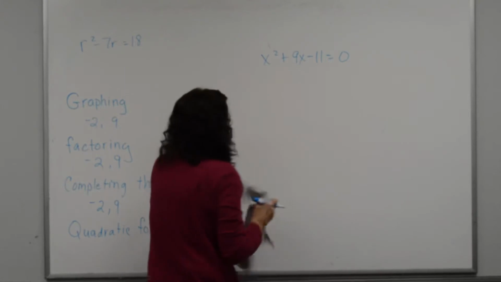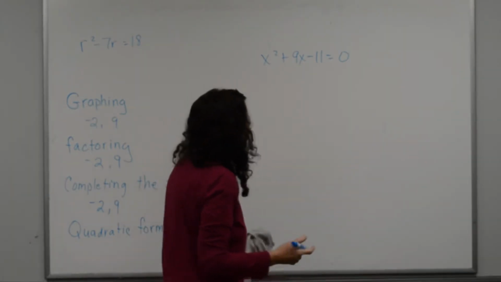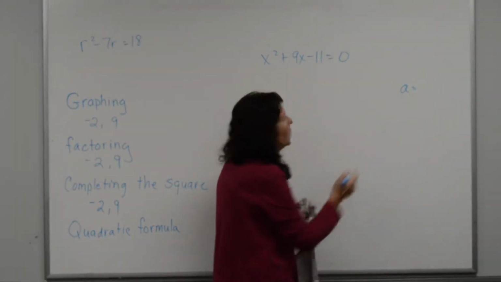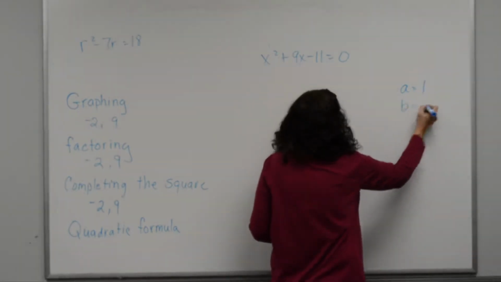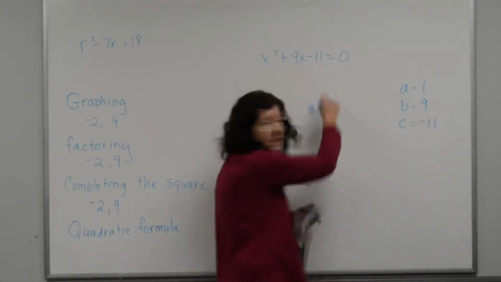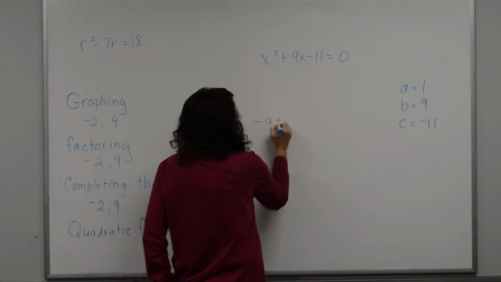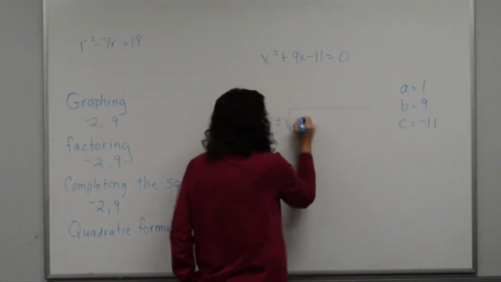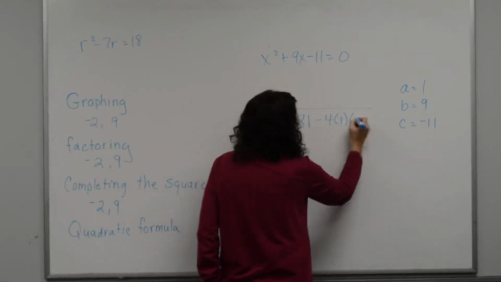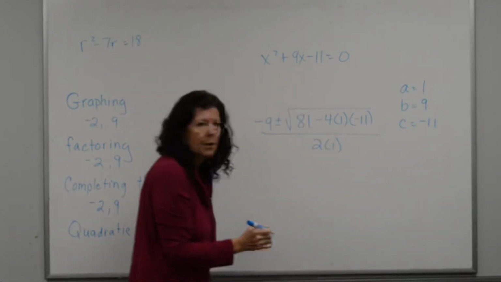So I'm going to use my quadratic formula. I could complete the square, I could graph it, but I'm going to use the quadratic formula. What is my A value? 1. What is my B value? 9. And what is my C value? Negative 11. Don't forget the negative part. So I have negative 9 plus or minus the square root of 9 squared, which is 81, minus 4 times 1 times negative 11, over 2 times 1.